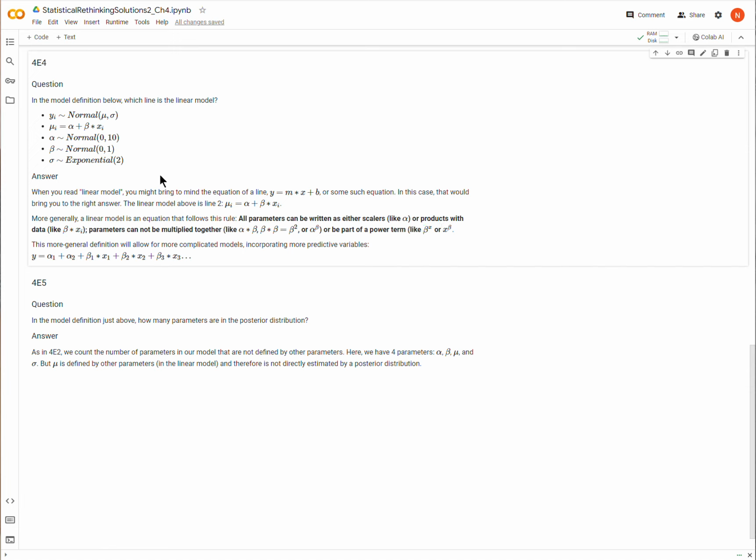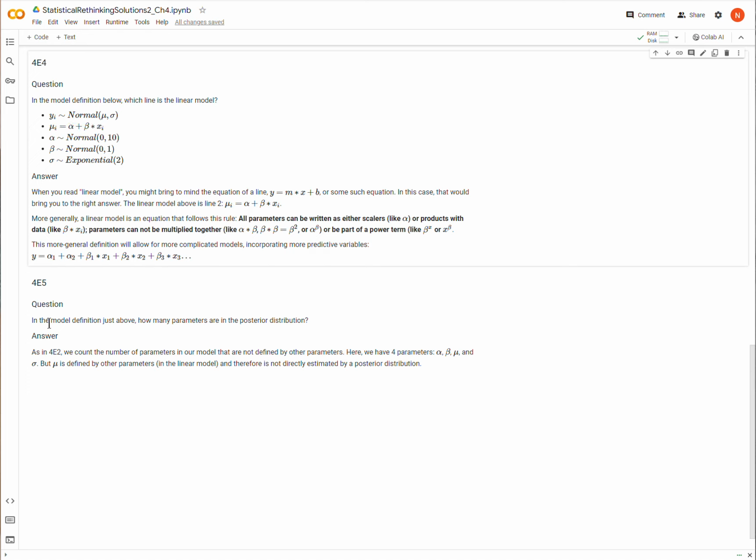So this more general definition will open up much more complicated linear models, where we might have multiple intercepts or multiple beta terms, and beta usually denotes the slope, like m denotes the slope, right? We might get multiple slopes. In other words, we might see that multiple predictive variables, x1, x2, x3, etc., affect the outcome y all independently. Okay. So again, for 4E4, the correct answer is the second line here.